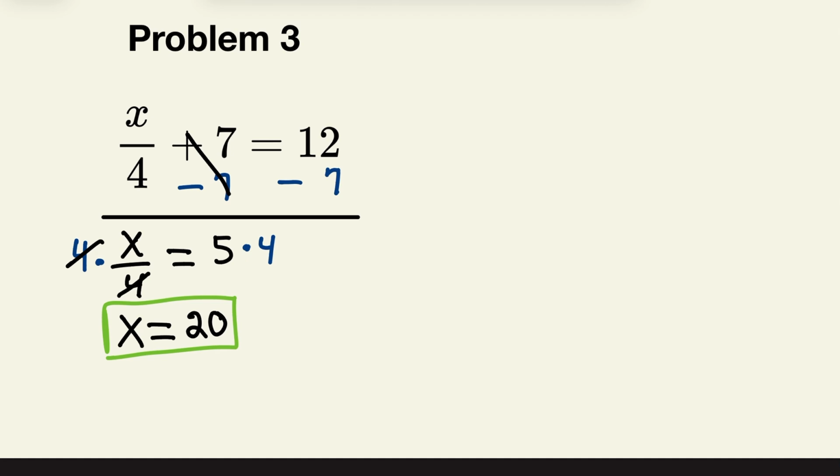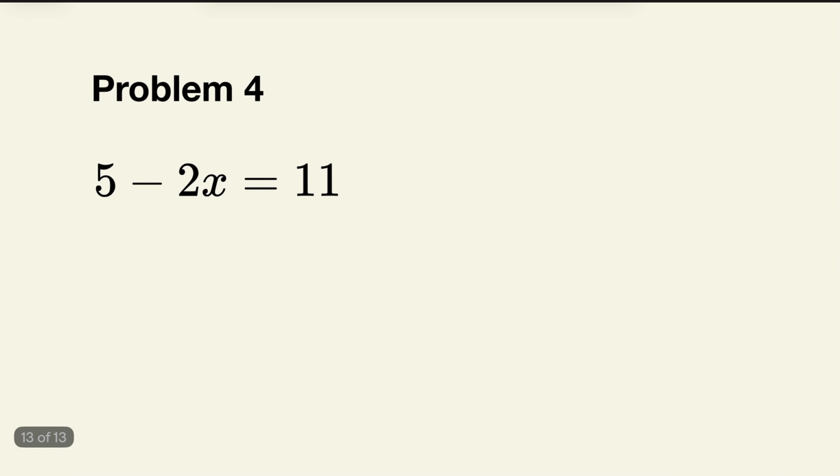So let's move on to problem number 4, the last problem here. We have 5 minus 2x equals 11. This one looks a little different, but the same rules apply, right? So we're adding 5, right? So we have to undo addition by subtracting 5. So let's go ahead and do that.